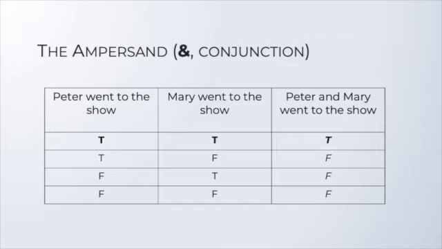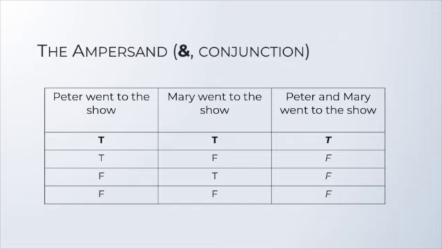Consider the second, in which it is true that Peter went to the show, but false that Mary did. In this case, the sentence "Peter and Mary went to the show" is false. The same goes for the third row, in which Peter did not go to the show, but Mary did, and to the fourth row, in which neither of them went to the show.